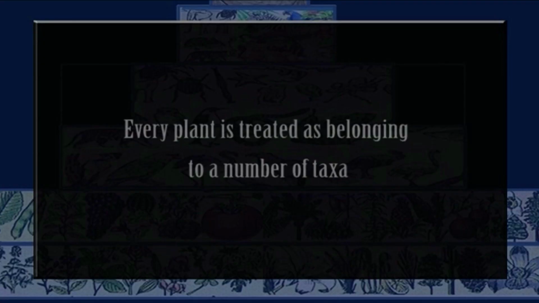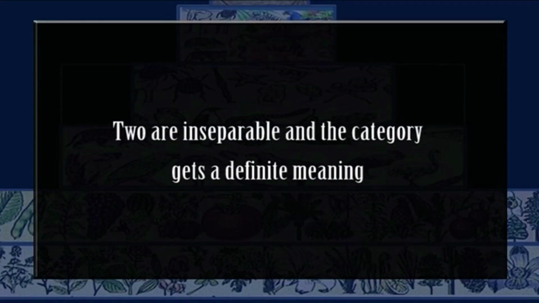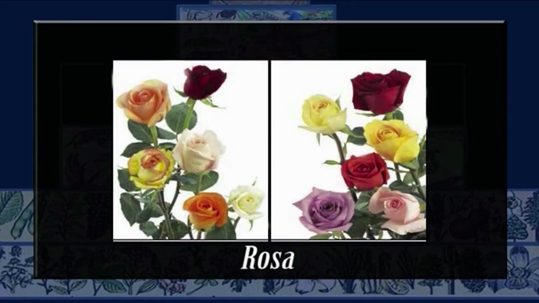The system of nomenclature provides a hierarchical arrangement of these ranks. Every plant is treated as belonging to a number of taxa. Once a taxon has been assigned to a particular category, the two are inseparable and the category gets a definite meaning because it now includes something actually occurring in nature. The word genus does not carry a specific meaning, but the genus Rosa has a definite meaning and conveys something about roses. To illustrate this, let us take the example of roses.